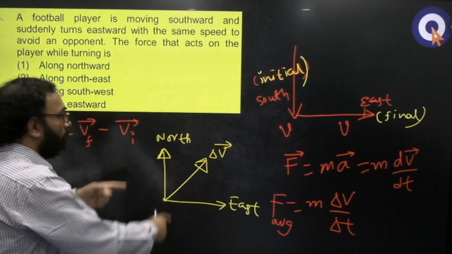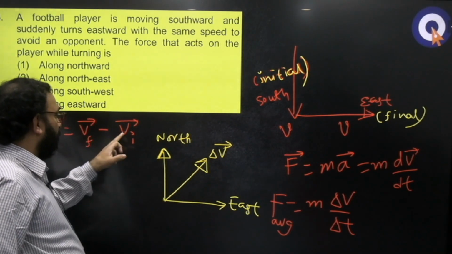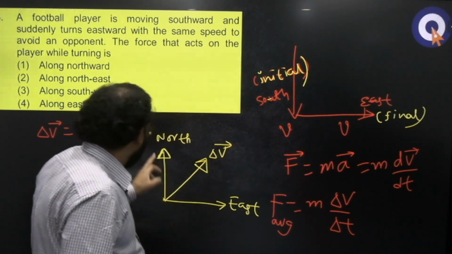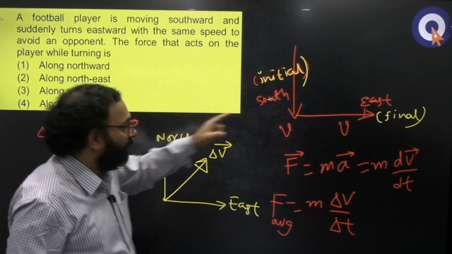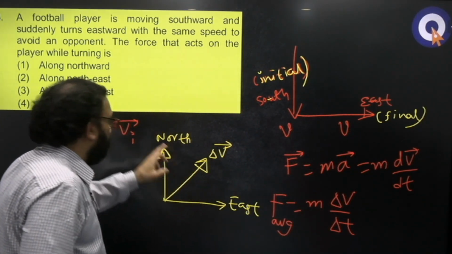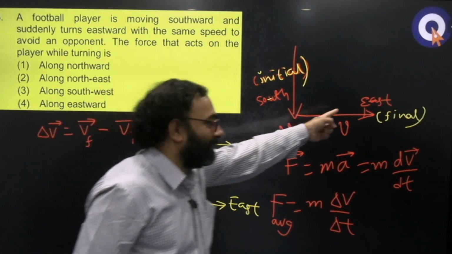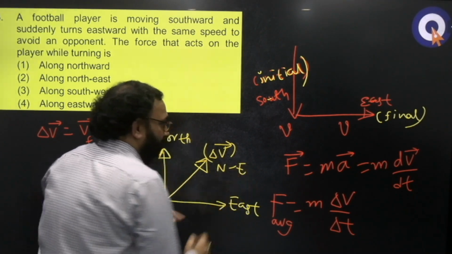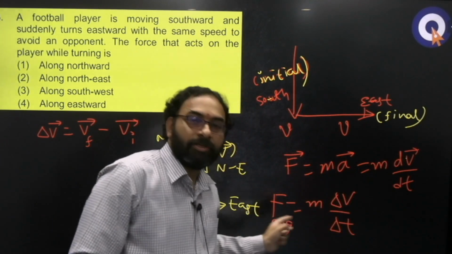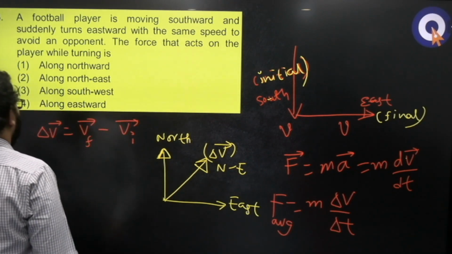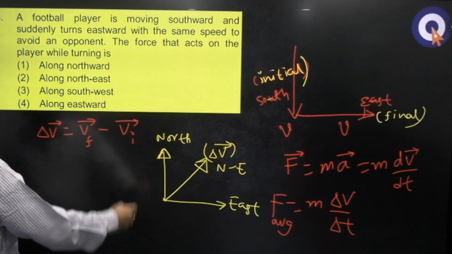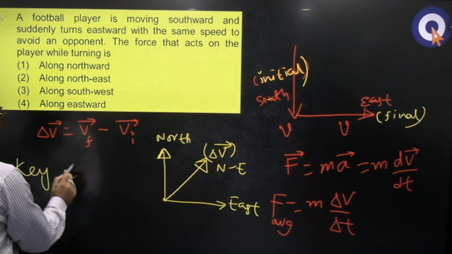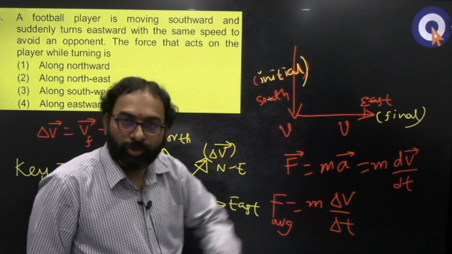So what are we supposed to do? Initial velocity, negative of it. Negative of it means opposite to south, that is north, and final velocity is the same, that is east. So opposite to south, north, and east as it is, we are taking. So northeast, delta V direction is northeast. When delta V direction is northeast, then force direction will also be in the northeast direction. So the option which you can tick is the one along northeast. This is the answer. We'll proceed to the next question.